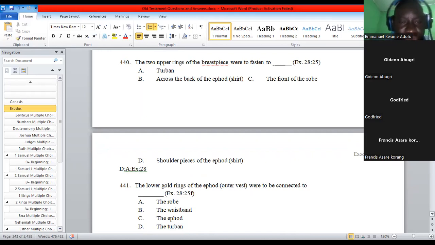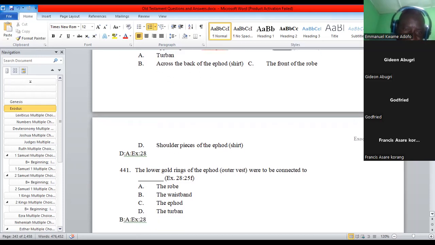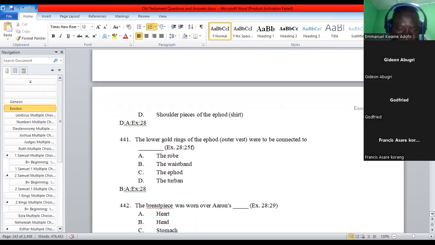The lower gold rings were supposed to be connected to what? The front of the shoulder pieces of the ephod. Come again, you said what? The gold rings lower, it was supposed to be connected to what? The ephod, the apron. The ephod, the waistband.